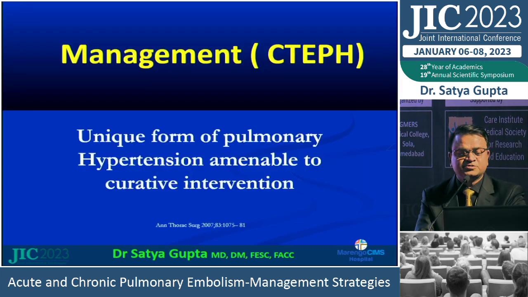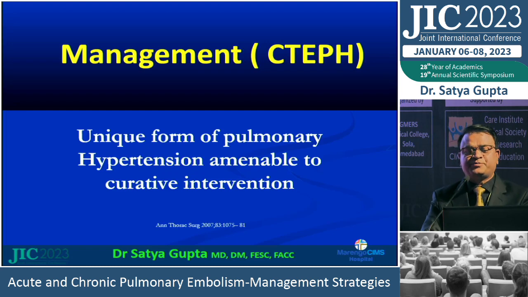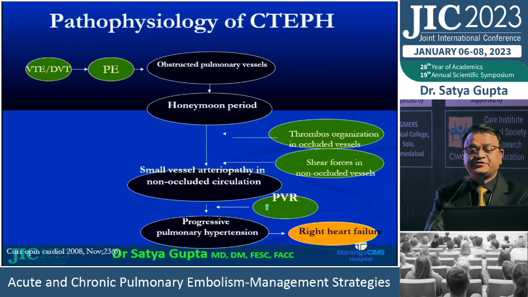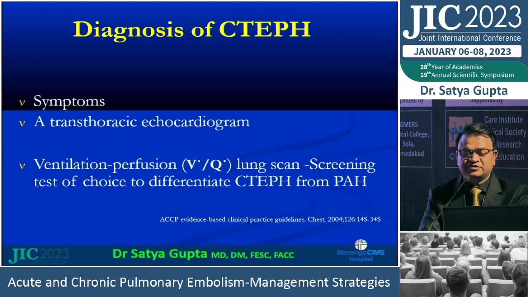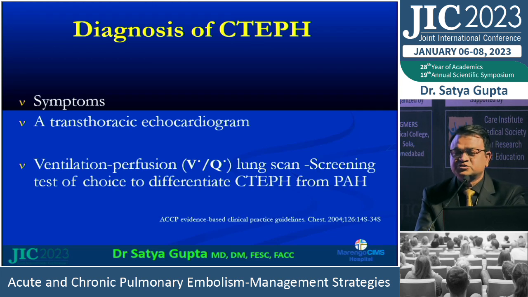What about the management of CTEPH? It's a unique form of pulmonary hypertension where you can give a definitive treatment to the patient. As I told, why do they develop CTEPH? Because there is a chronic showering of thrombi into the pulmonary tree, which leads to chronic thromboembolic pulmonary hypertension. This diagnosis can be made by a VQ scan, ventilation perfusion mismatch. If there is, we diagnose CTEPH.